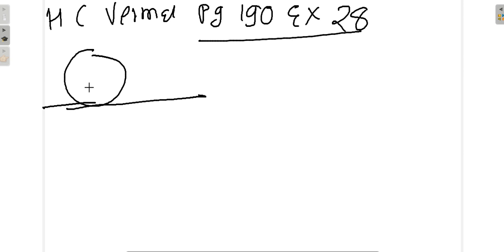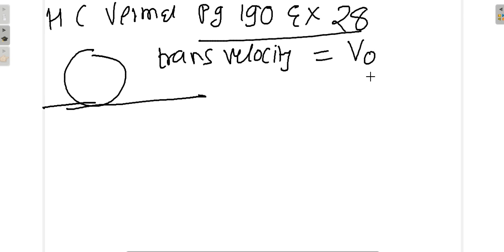This is a sphere of mass m and radius r. It is moving on a rough horizontal surface, and its translational velocity is v0. So they have given the translational velocity, that is the velocity of center of mass, as v0, and its rotational velocity, that is omega, as v0 upon 2r.